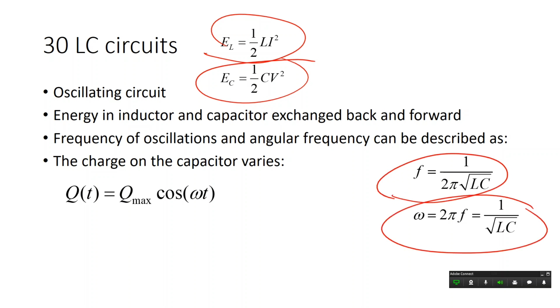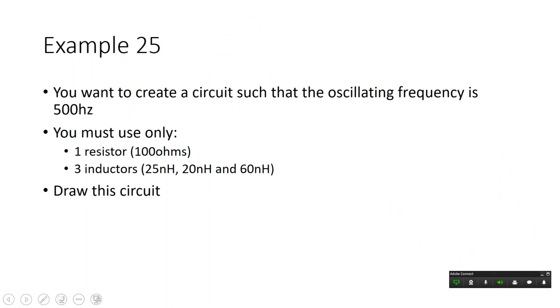So let's do the last example. All right, so I remember there being a mistake with this. Give me just 1 second. You want to create a circuit such that the... Oh, it says resistor here. That should not say resistor. That should say capacitor. Oh, right. And you want the angular frequency to be 500. That's what I'm saying. Frequency is how many oscillations per second, and angular frequency is how many radians per second.